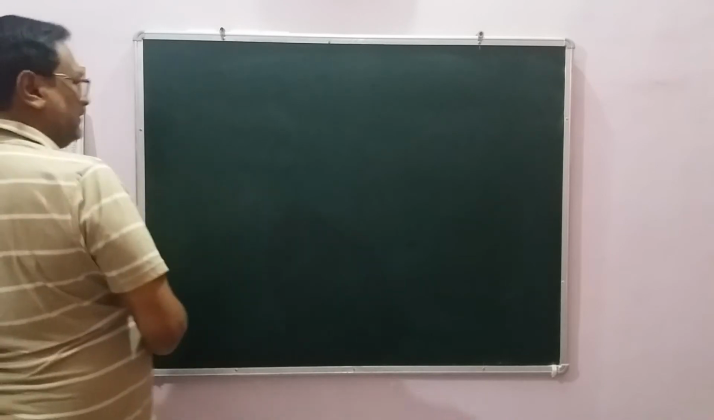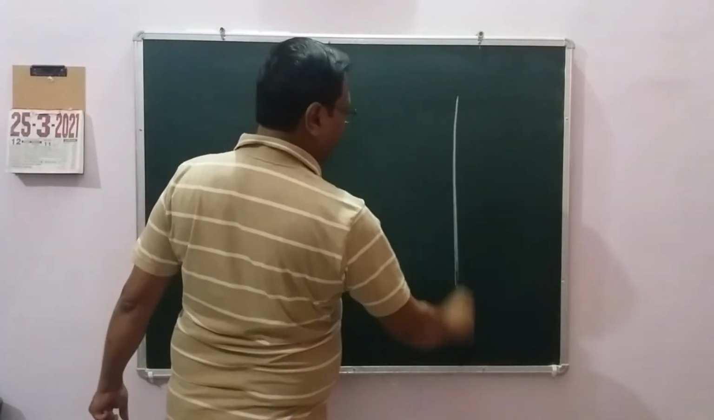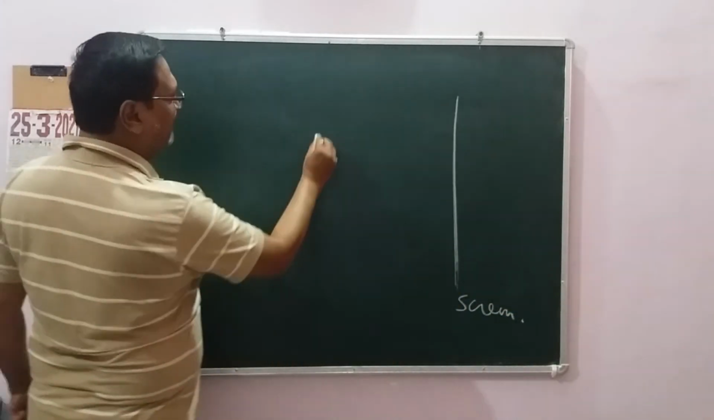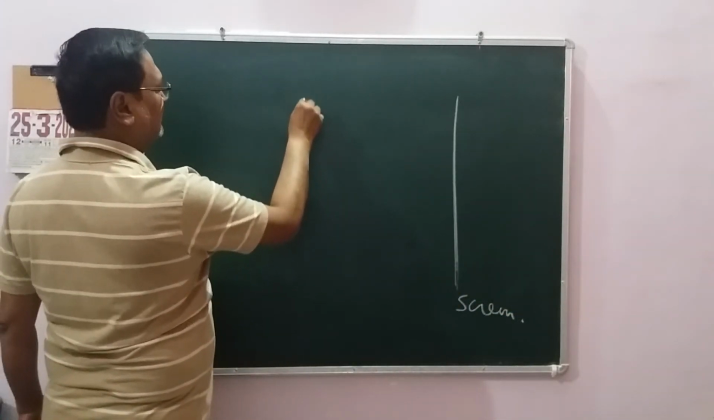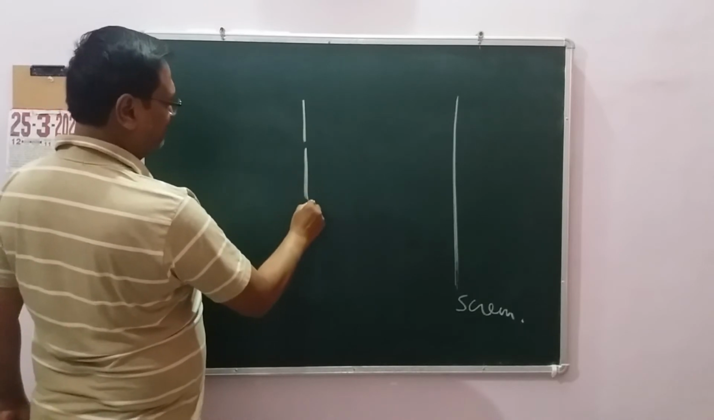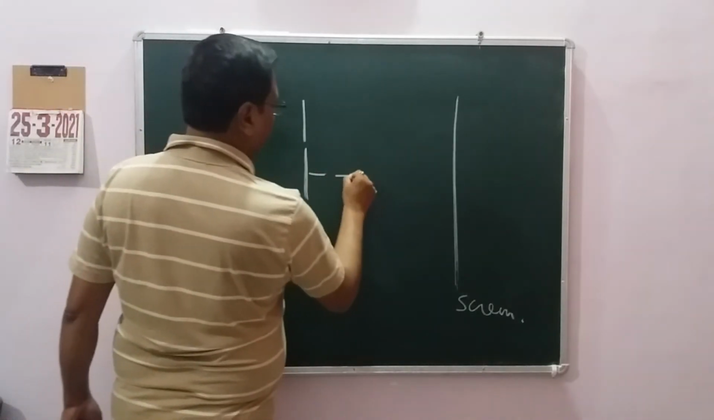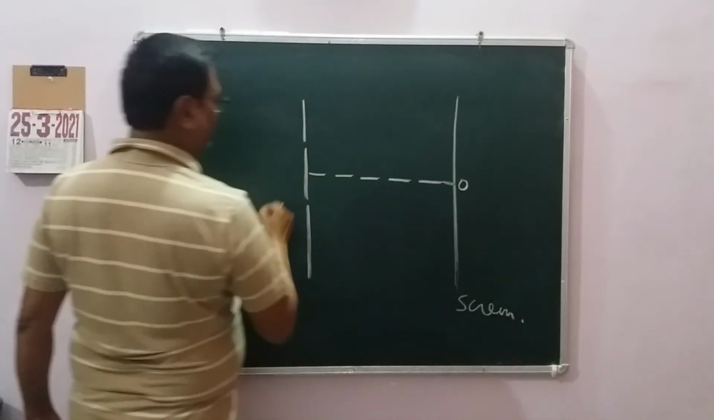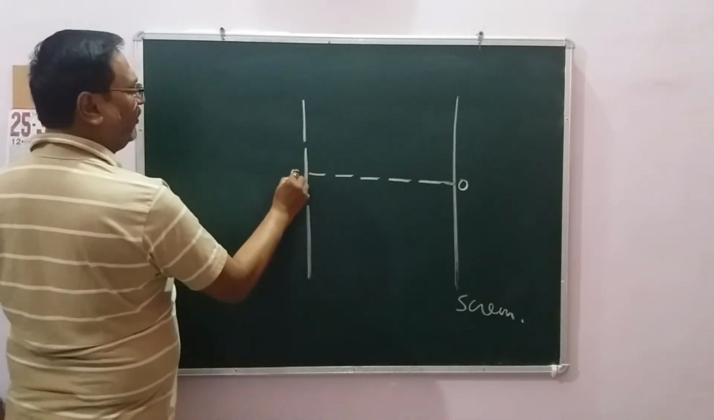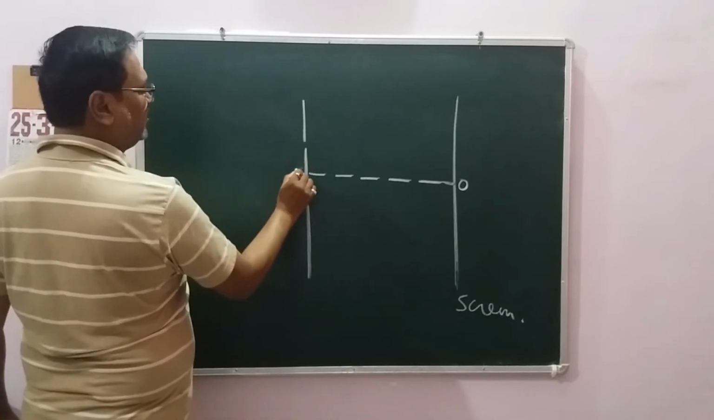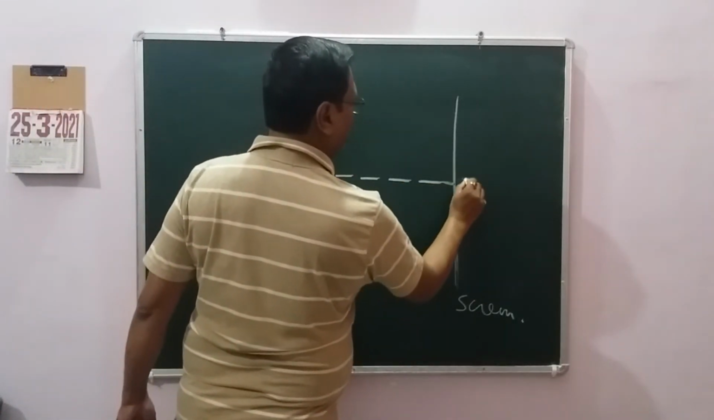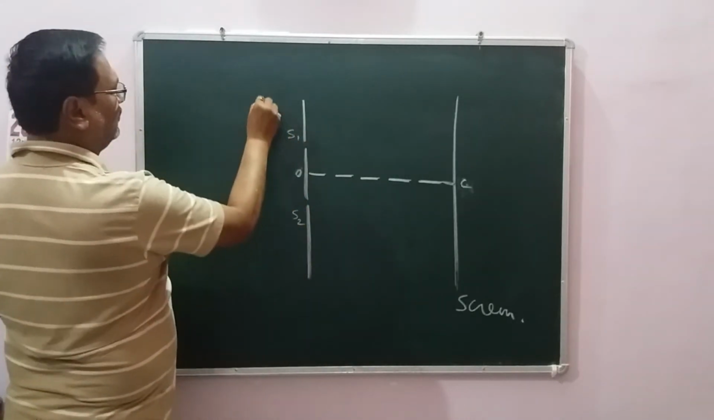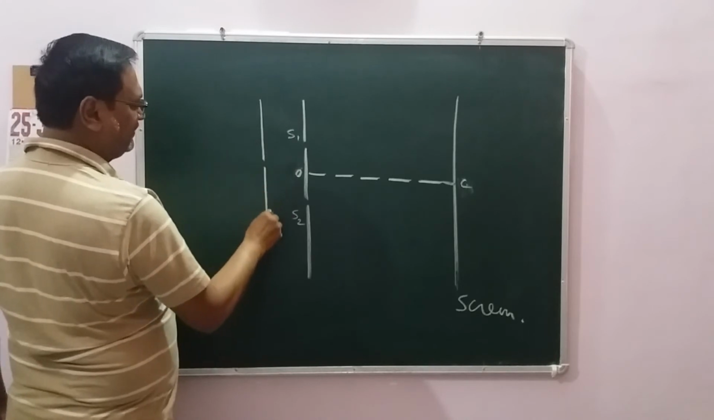Yes. Now, this is the screen, right? And let us take the double slit. This point is the middle point, the center O, and this is the point C. So you can call this the center O, and this you can call C. Slit 1, slit 2.